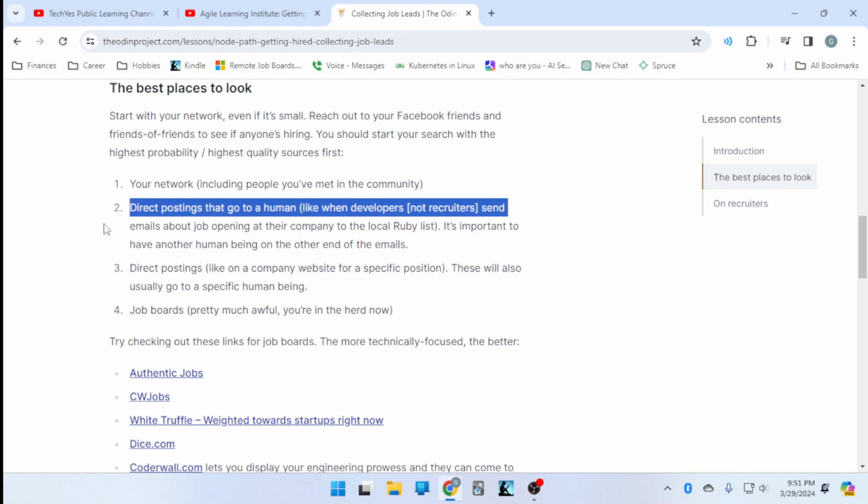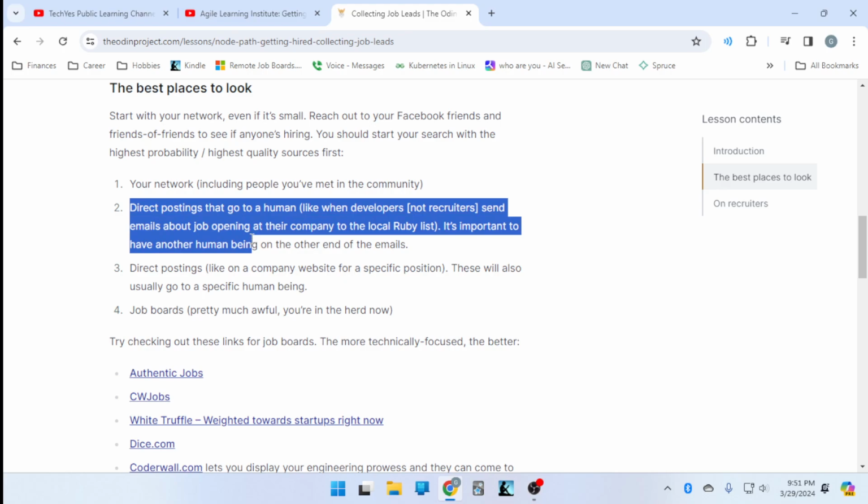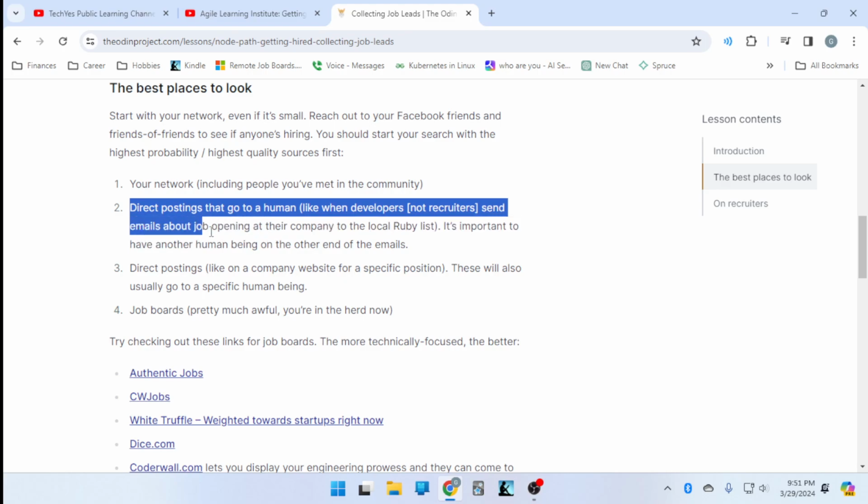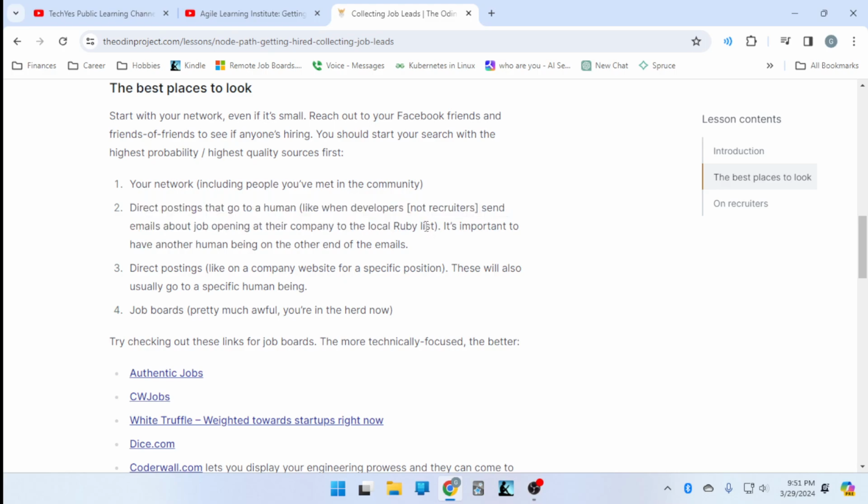The second one is direct postings that go to a human, like when developers, not recruiters, send emails about job openings at their company to the local Ruby list. And notice this, you need to be on these lists. If you're a professional, you need to be tapped into what the professionals are tapped into, even if it's not something you really interact with all that much.